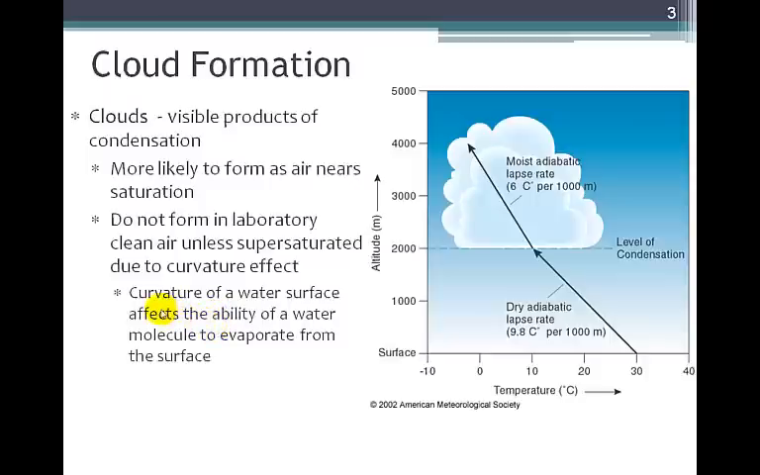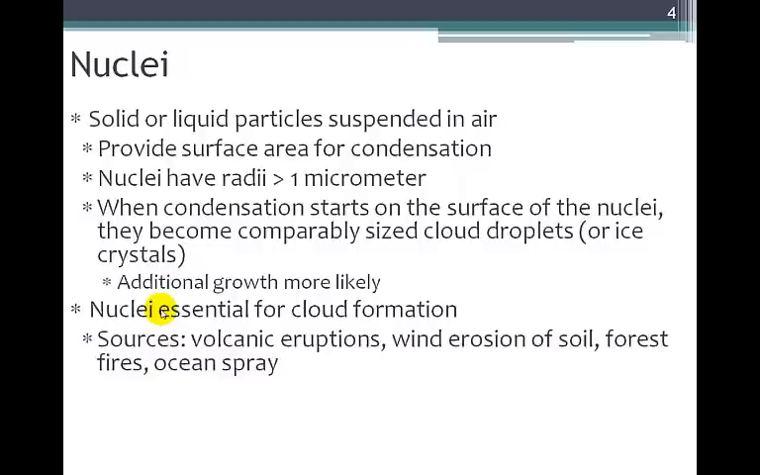So in a lab, things don't always behave the same as they do in the atmosphere. And one of the differences a lot of times in the lab is you can create a super clean environment, whereas in the atmosphere we have lots of little bits of debris. We call these nuclei, which is the plural for nucleus, because they form the nucleus of clouds, the condensation droplets that form. So when the water vapor reaches its dew point temperature and it wants to begin to condense, there has to be a surface onto which the water vapor can condense.